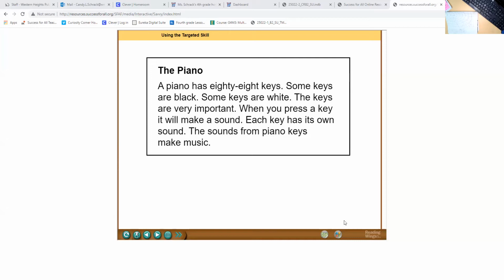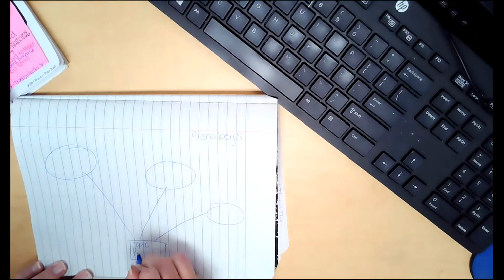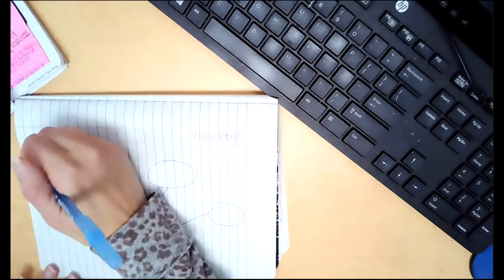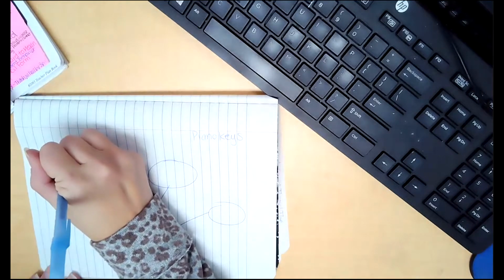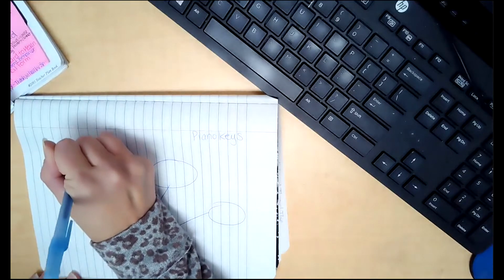So when I think about this, I think, well, what was that passage mainly about? Well, it was mostly about piano keys. So when I write my topic, I'm going to put it right here, piano keys, because that's what it mainly was about. My details mention the number and color of the keys, but I don't think that's important. I noticed it said a piano has 88 keys, so I'm going to put that as one of my important things. A piano has 88 keys.